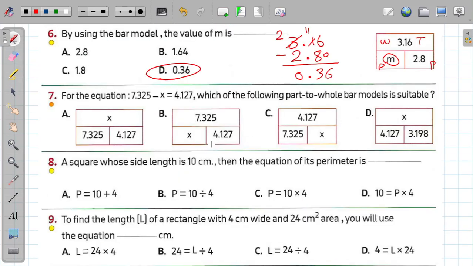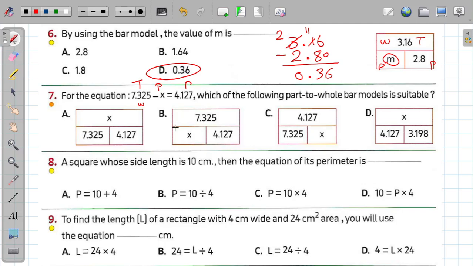Next, for the equation 7.325 minus x equals 4.127. Okay, so I want a bar model, or part to whole bar model, that is suitable for this equation. Okay, x here is a part, and 7.325 is a big number, so it is the total number or the whole number. And here 4.127 is just a part number.